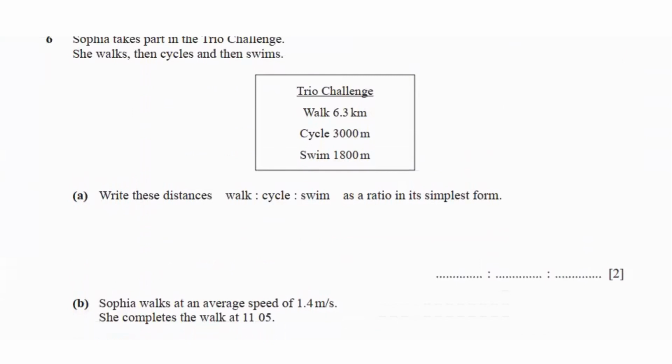Question 6 says, Sophia takes part in a trio challenge. She walks, then cycles, and then swims. At these distances, write walk to cycle to swim as a ratio in its simplest form. So that's going to be 6.3 ratio 3 ratio 1.8. I converted all of them into kilometers. So let's simplify this. 63 ratio 30 ratio 18. I multiplied all of them by 10. So 63 would be 21, 10, and 6. So this is your simplified form, 21 to 10 to 6.